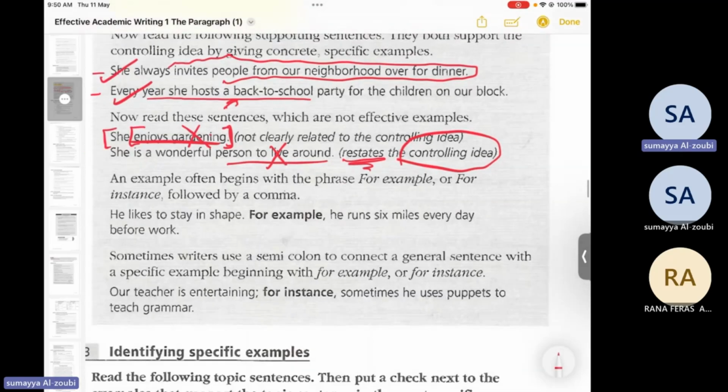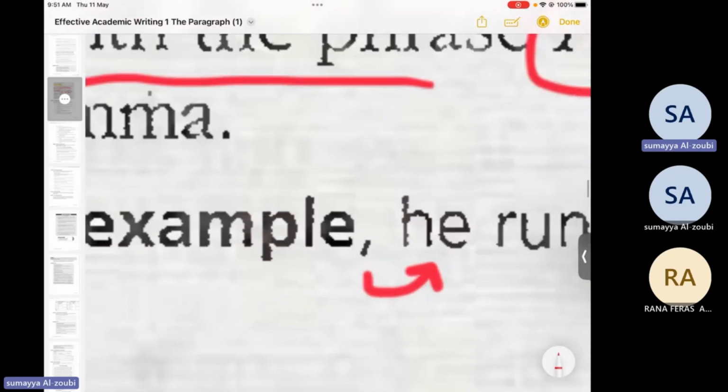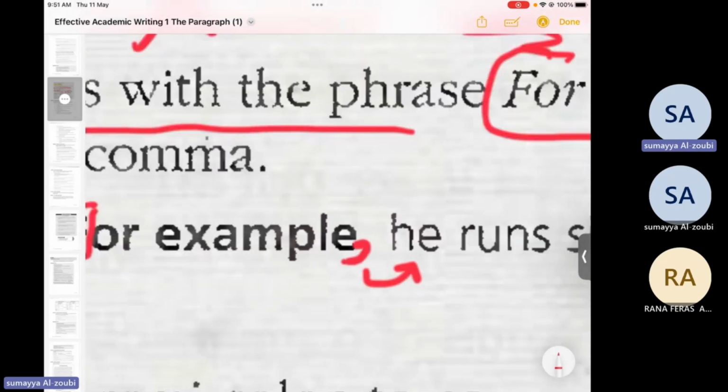Okay. An example often begins with a phrase, as I told you, for example, or for instance, but I want you to be aware of the punctuation when using for example and for instance. Look here. You can use it at the beginning of another sentence. If you would like to use it after a full stop, you have to capitalize the F. And remember, you have to follow for example or for instance with a comma, then your sentence.